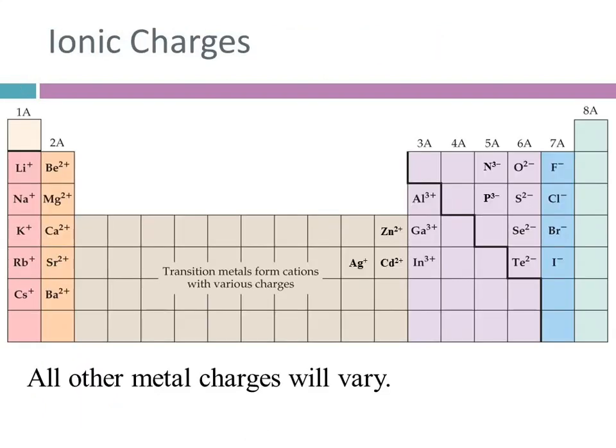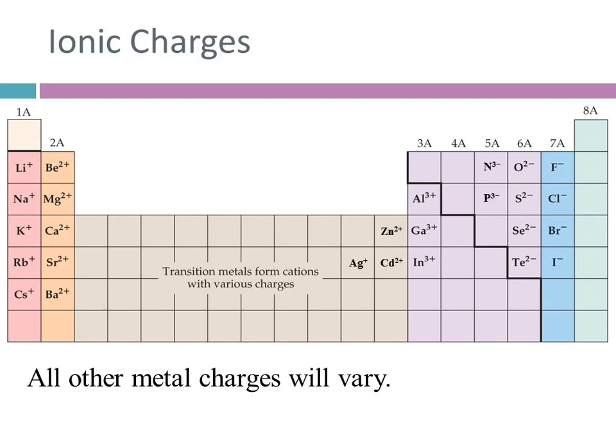So let's look at this chart here. So here we have group 1A. These do not need Roman numerals because they're all +1. Group 2A, all +2. Group 3A, these are +3. And then here's the 3 oddballs.